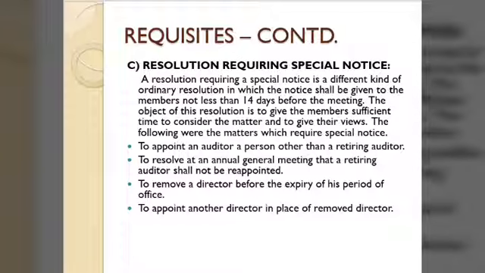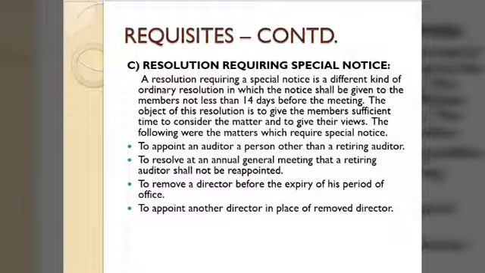Number one is to appoint an auditor, a person other than the retiring auditor. Next one is to resolve at an annual general meeting that a retiring auditor shall not be reappointed. Next one is to remove a director before the expiry of his period of office. Number four is to appoint another director in the place of a removed director. These are the various matters which require a special notice. These are the various types of resolutions.